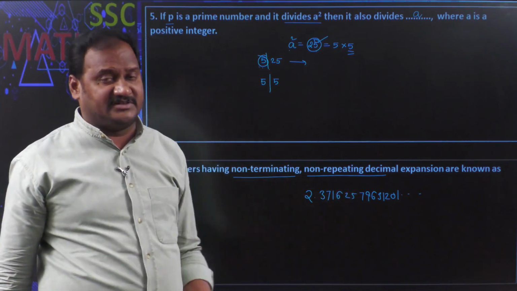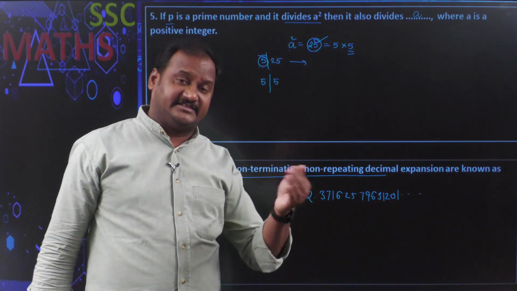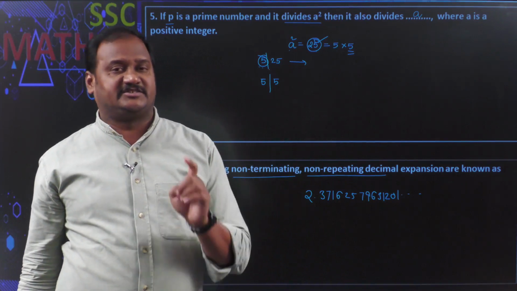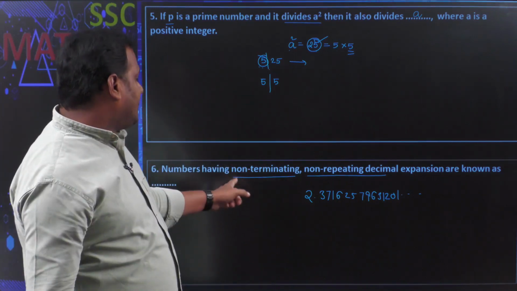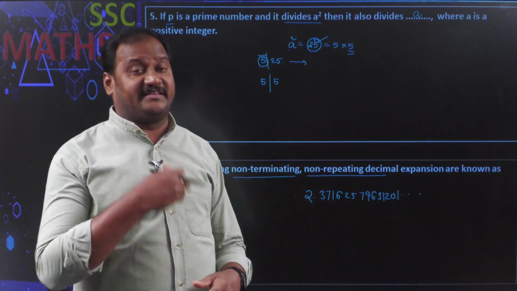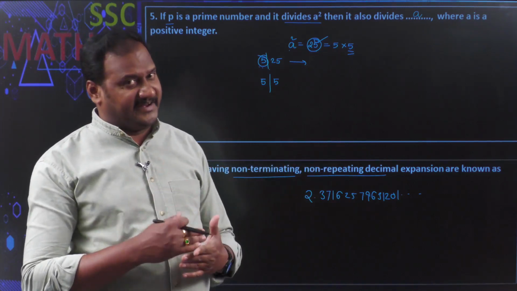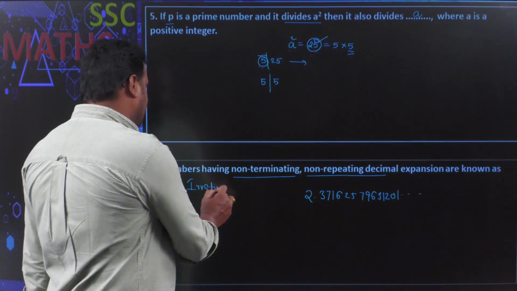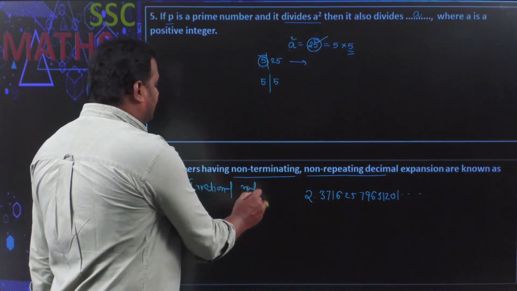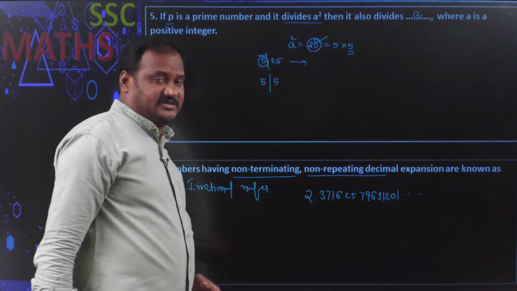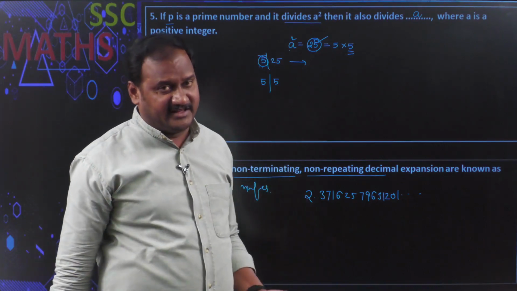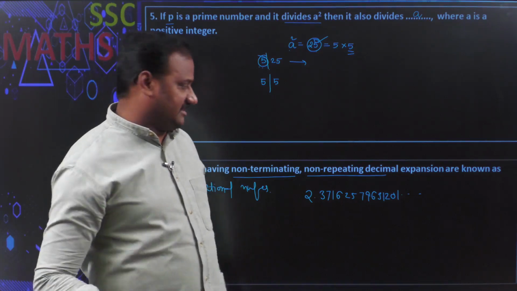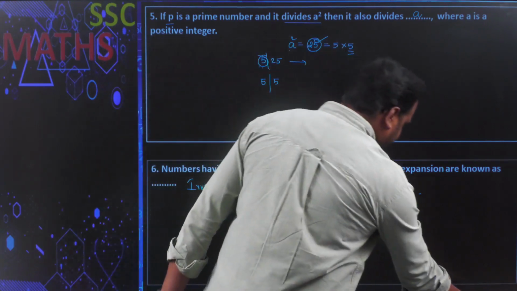If they are rational numbers, definitely the decimal expansion should be either terminating or non-terminating but repeating. Then those kinds of decimal expansions are said to be rational numbers. But non-terminating, non-repeating is neither a terminating decimal nor a repeating decimal. So these kinds of decimal expansions are known as irrational numbers. If any decimal expansion is either terminating or non-terminating but repeating, then those decimal expansions are said to be rational numbers. But these are irrational numbers.